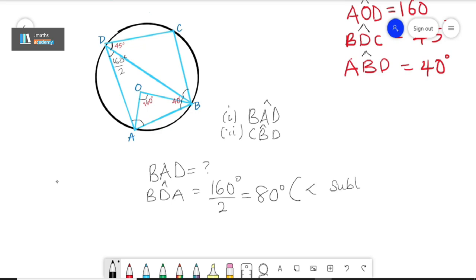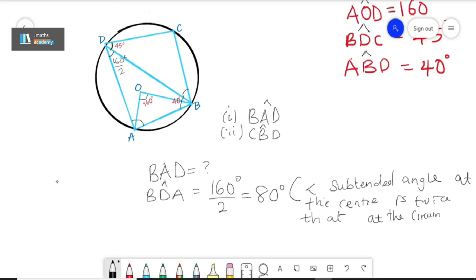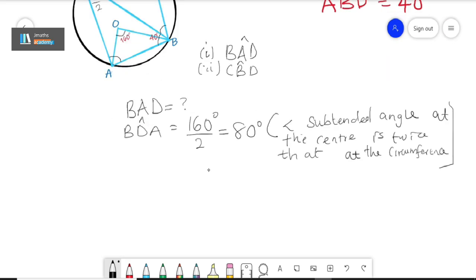Subtended angle at the center is twice that at the circumference. This is a comment for finding the angle BDA. So when solving questions under circle geometry, make sure to leave a comment.